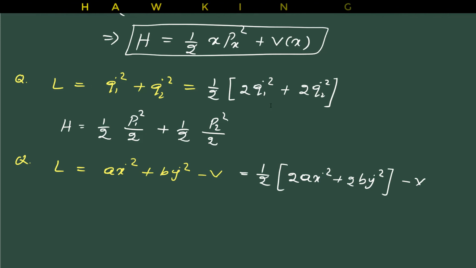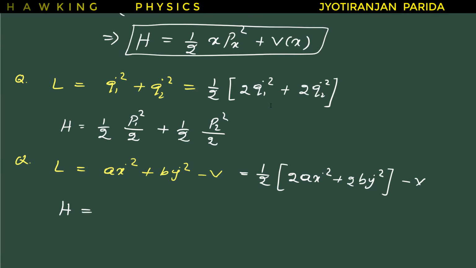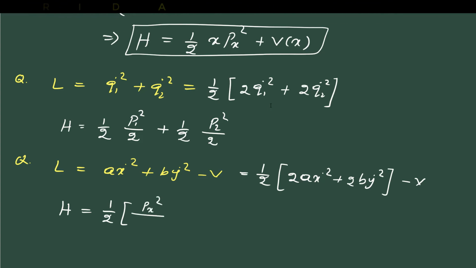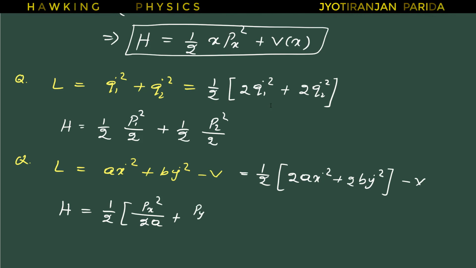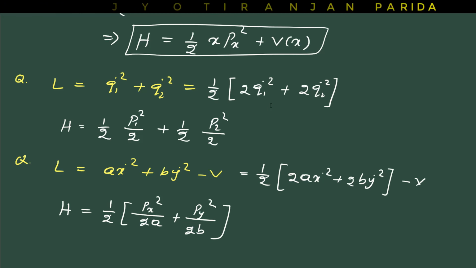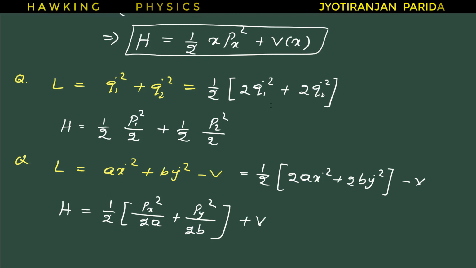Okay, then the Hamiltonian H becomes half as it is. In place of x dot square, just write down p x square by the coefficient, which is 2a, plus p y square by 2b, then positive V. Okay, this is our Hamiltonian. Let's see how easy this is. Yes or no? Just apply the shortcut, apply the trick. Okay, this is all about the lecture.